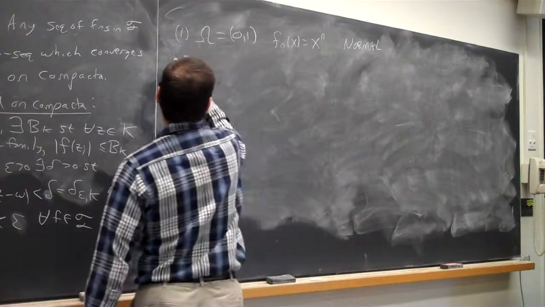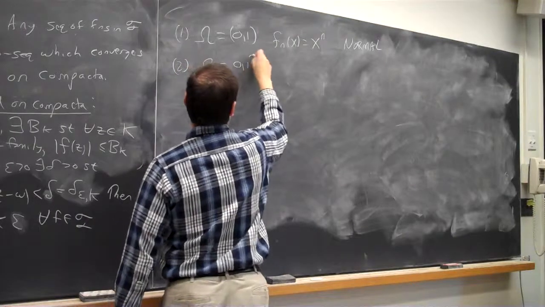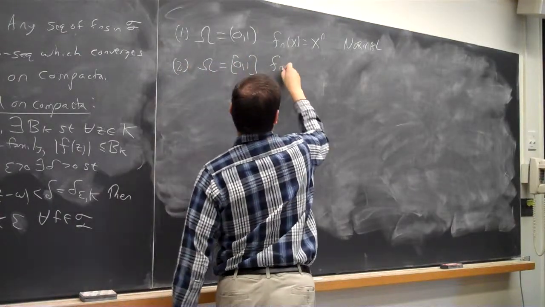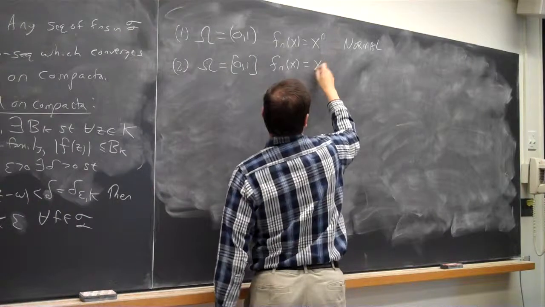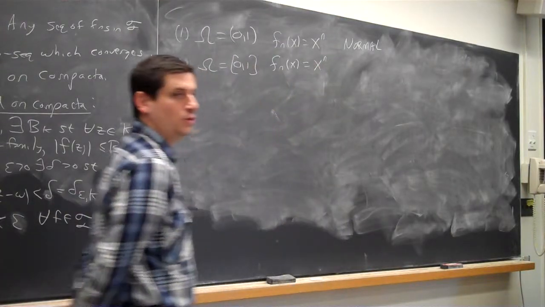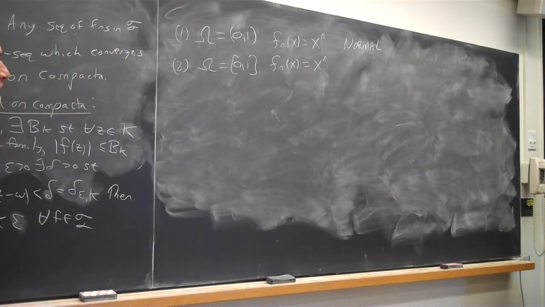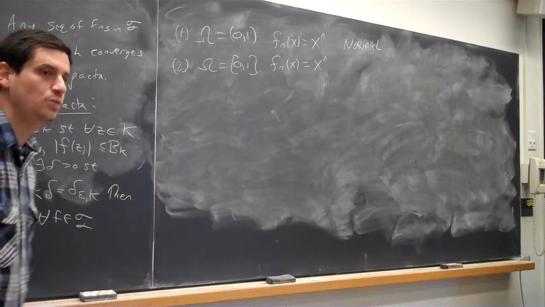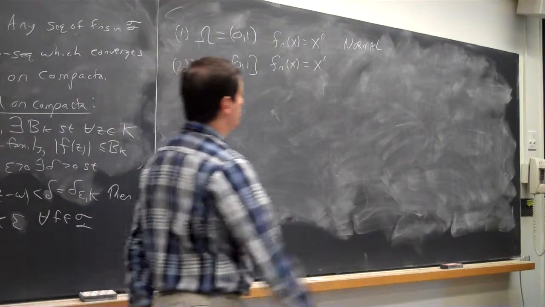But now, if I do omega is [0, 1] and f_n of x is x to the n, is this normal? No, because now every function is going to converge to 1 at 1, and anything less than 1 is going to converge to 0. So this would not be normal.